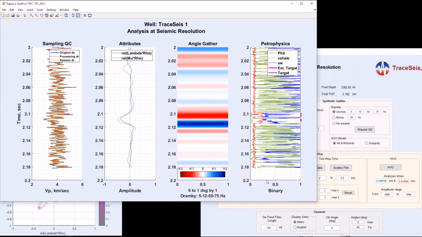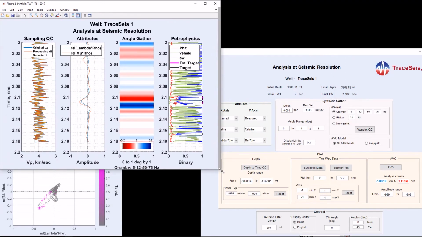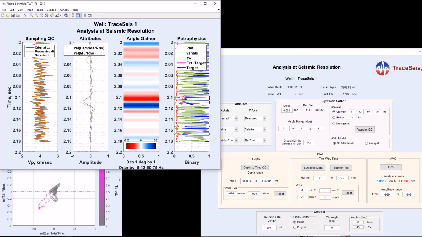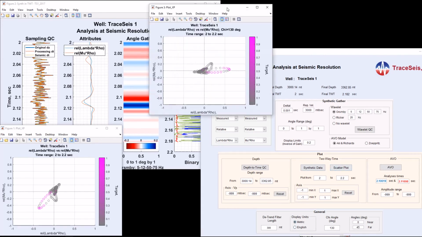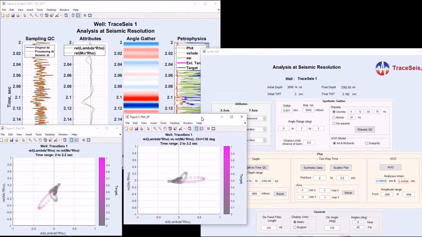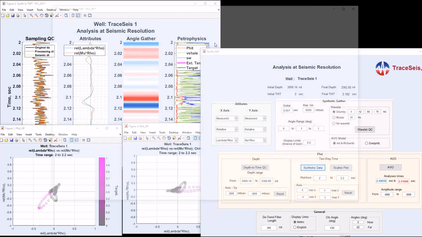So this is the data in time, in two-way time. The second track is relative lambda rho and relative mu rho, the same data that is cross plotted in the scatter plot below. Let's now rotate the data, let's say 130 degrees, create the scatter plot. That produces the effect that we want, which is to align most of the anomaly in the x direction. And let's now do the synthetic data plot.